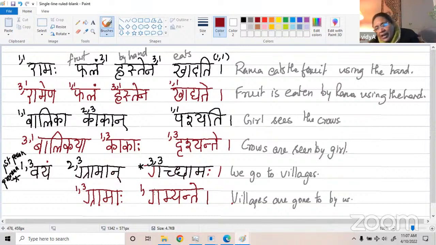When I say 1, 3, I'm just doing it according to a 3 by 3 of Prathama Purushaha, Madhyama Purushaha, Uttama Purushaha. So Gamyante is 1, 3. In our 3 by 3 matrix, it is the first row, third column. It has to agree with villages. Correct. Villages are gone to. Then by whom? By us. Asmad is the shabdah, so it will become asmabhihi.